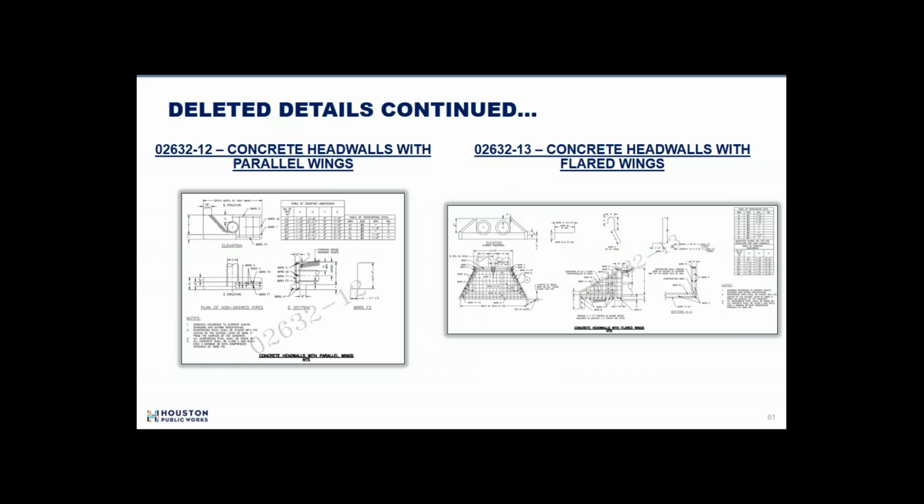Detail 02632-12, concrete head walls with parallel wings, and detail 02632-13, concrete head walls with flared wings, were removed as well. They were removed because the size of head walls varies by project. This was mentioned a little bit earlier during Jill's presentation. They're always on a case-by-case basis based on the project. So the designer shall provide a design in the plan set if it is needed.